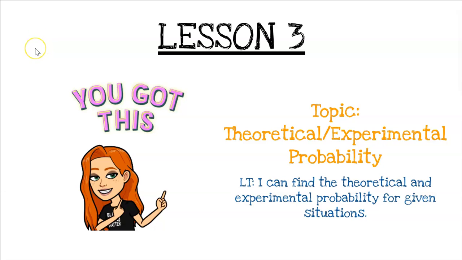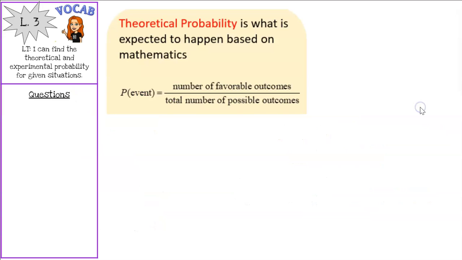Lesson 3, topic: theoretical and experimental probability. Learning target: I can find the theoretical and experimental probability for given situations. First off, some vocab. Theoretical probability is what is expected to happen based on mathematics.